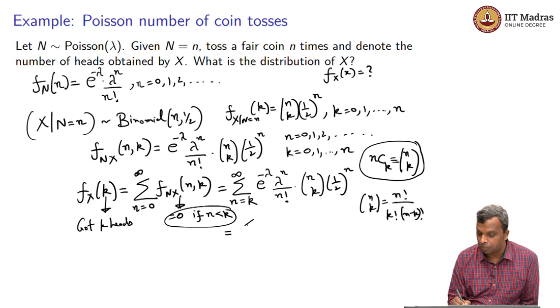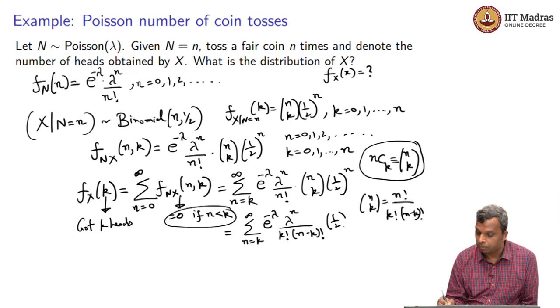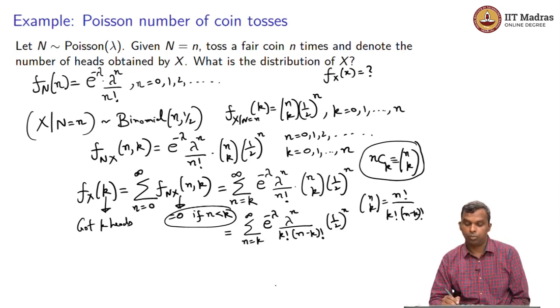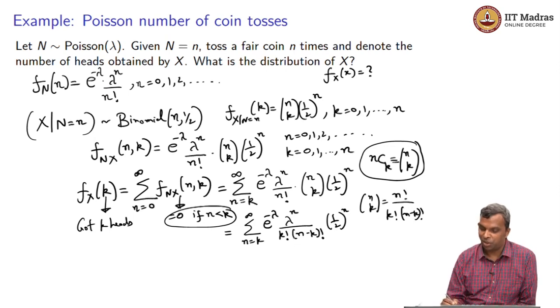So you have this summation n equals k to infinity e power minus lambda, and then you will have lambda power n, and this n factorial and this n factorial will cancel, and you will have a k factorial times n minus k factorial times 2 power n. So I am going to do something here. You may or may not recognize this trick. It's a little trick that I am doing to get something out of this.